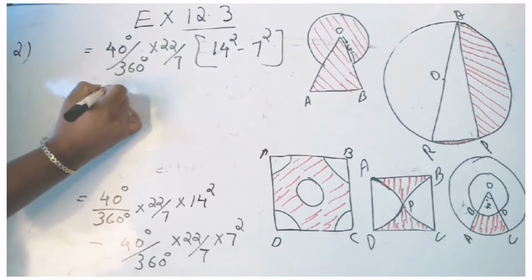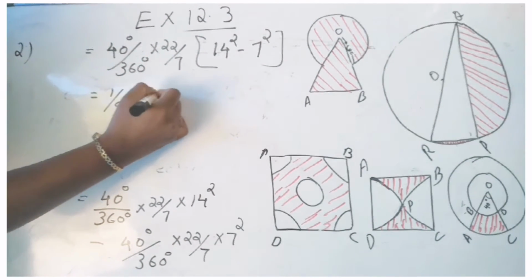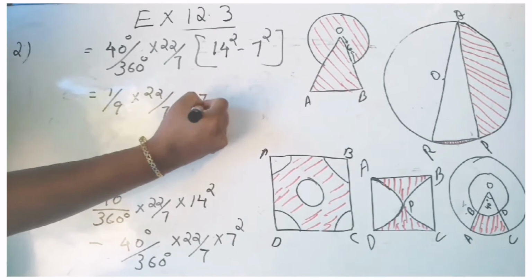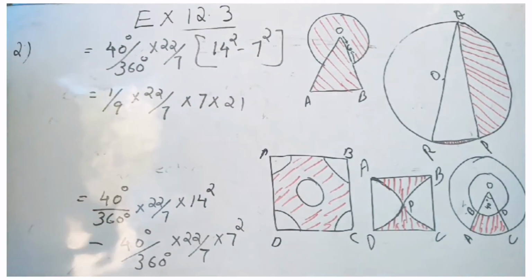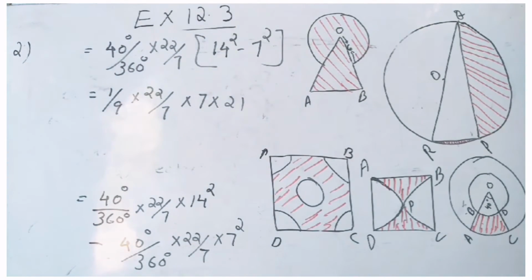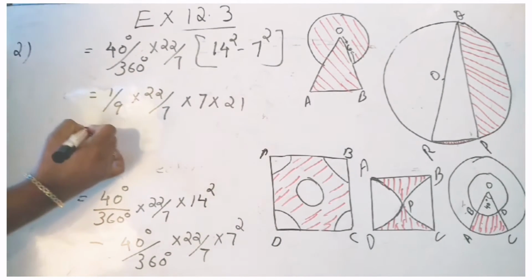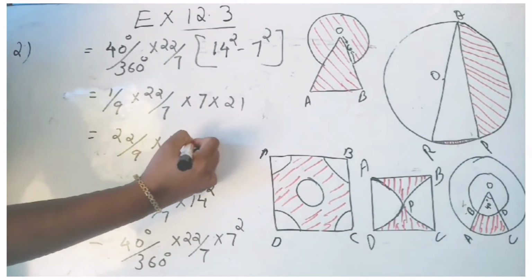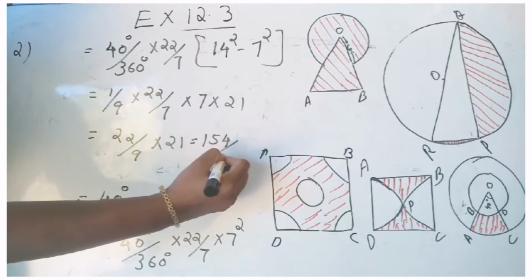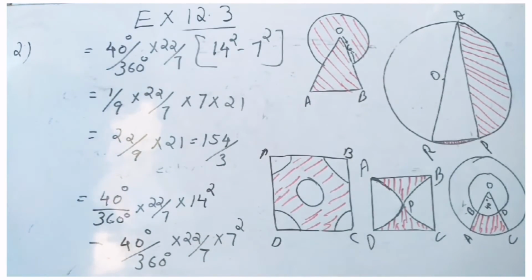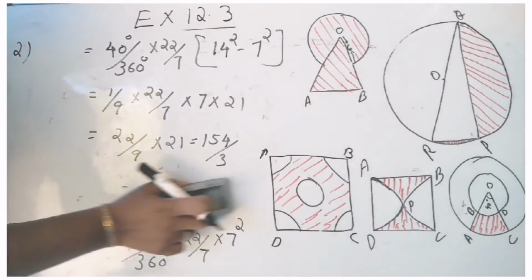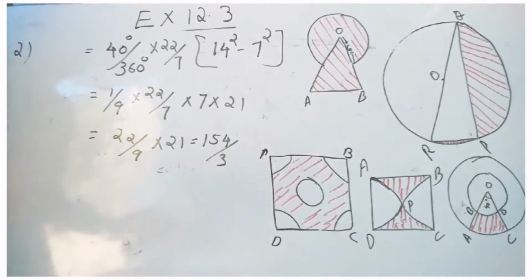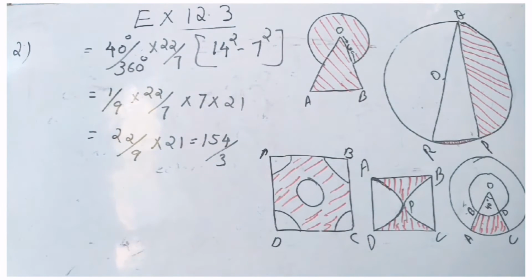This is equal to 1 by 9 into 22 by 7 into 7 into 21. That is equal to 22 by 9 into 21, which is equal to 154 by 3 centimeter square. That is the area of the shaded region.